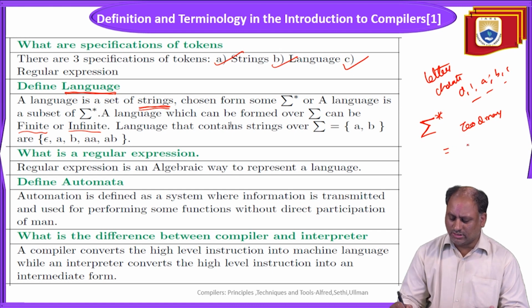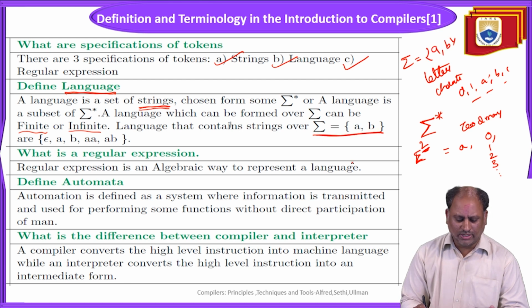So sigma star indicates strings with length 0, string length 1, string length 2, string length 3, and so on. So this is infinite. If it is defined with some number, like sigma 2, then we can say that it is a finite language, where the string lengths are only 2. That means suppose sigma equals a, b. Here in this case we can say that it is finite, whereas sigma star means it is many. So here finite means how many elements? 2 elements, that is 2 squared, 4.